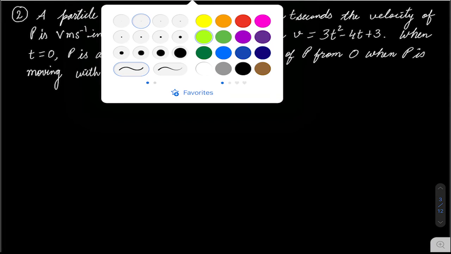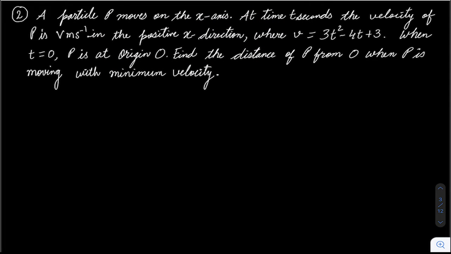Second one. A particle P moves on the x-axis. At time t seconds, the velocity of P is v meters per second in the positive x direction, where v is equal to 3t squared minus 4t plus 3. When t is 0, the particle is at the origin, so basically we can say the particle starts from the origin. Find the distance of P from O when P is moving with minimum velocity.